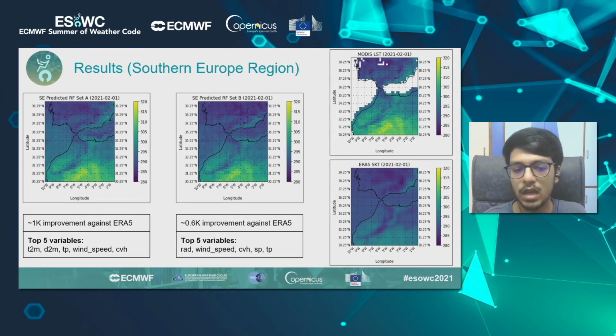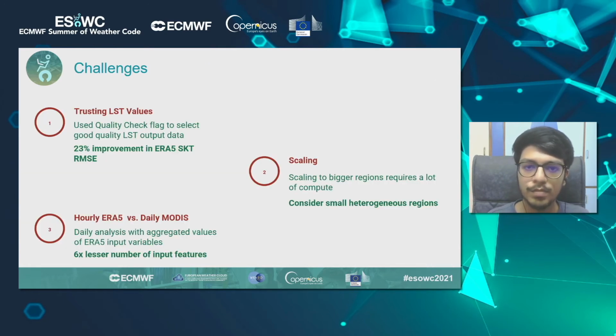So you are seeing yellow patches over here in our predictions, which are missing in the ERA5 skin temperature region. And the variables again are coming out to be consistent for both the sets. So next slide, please. There were some challenges that we faced while performing these experiments.